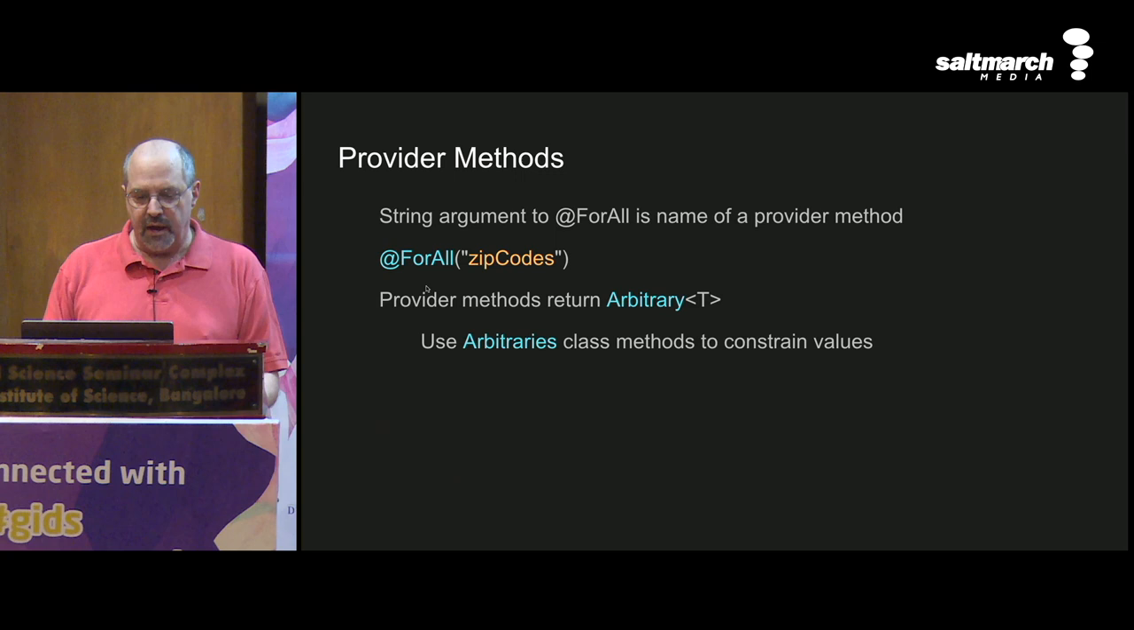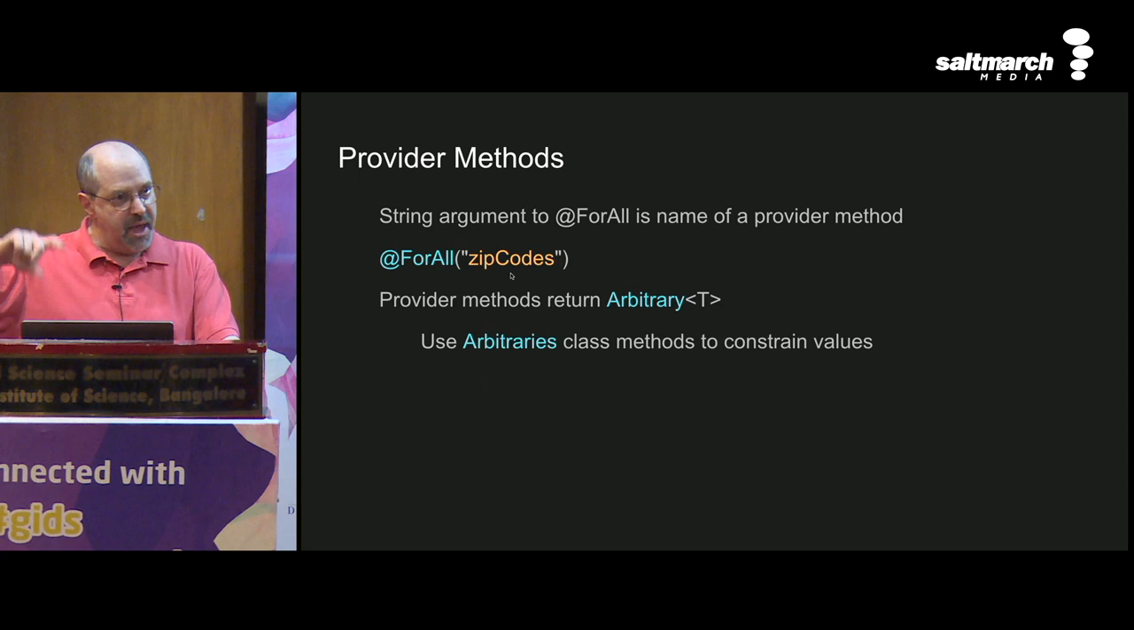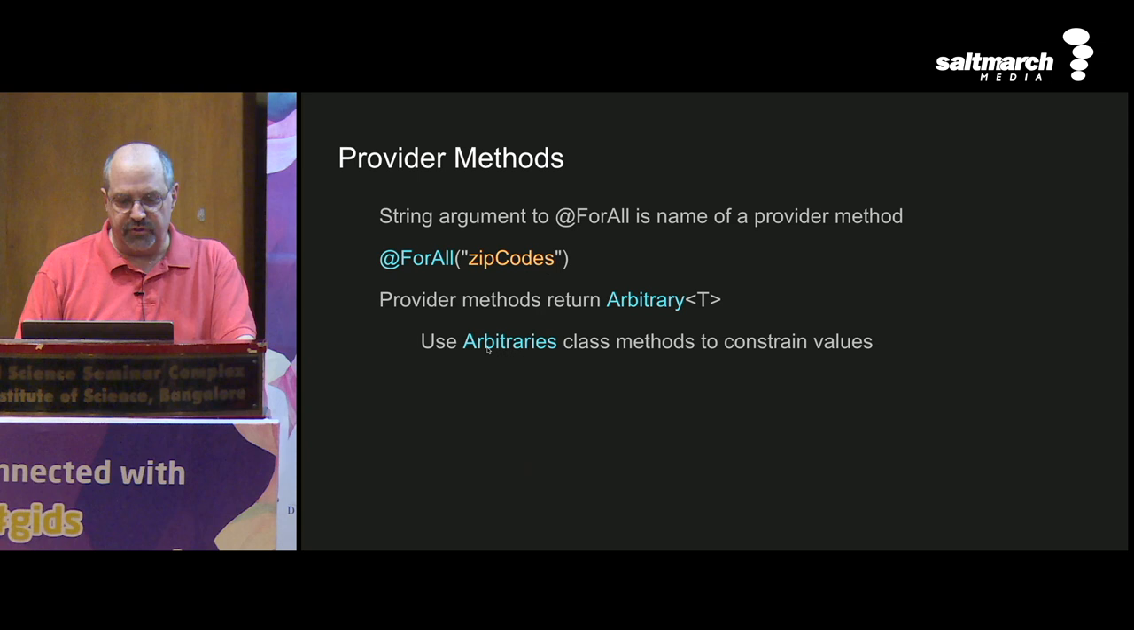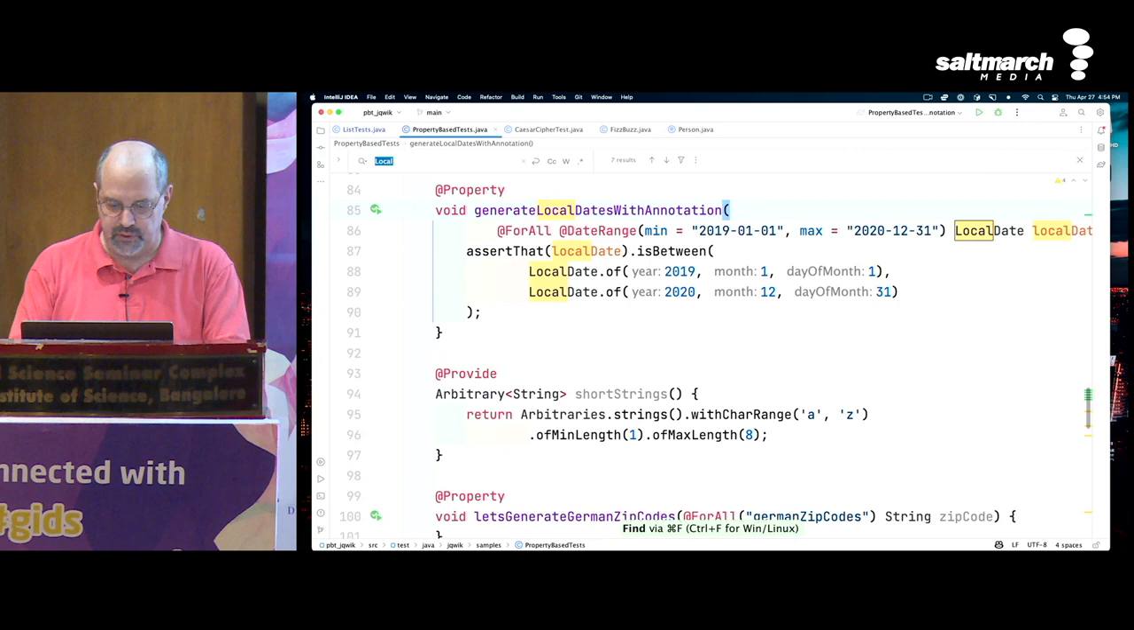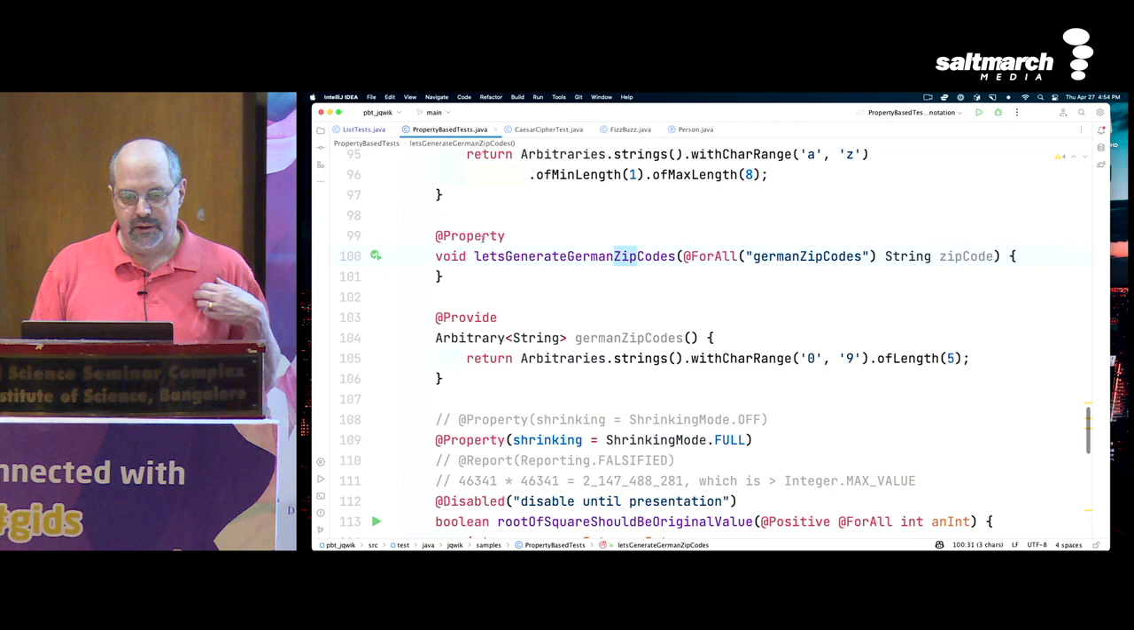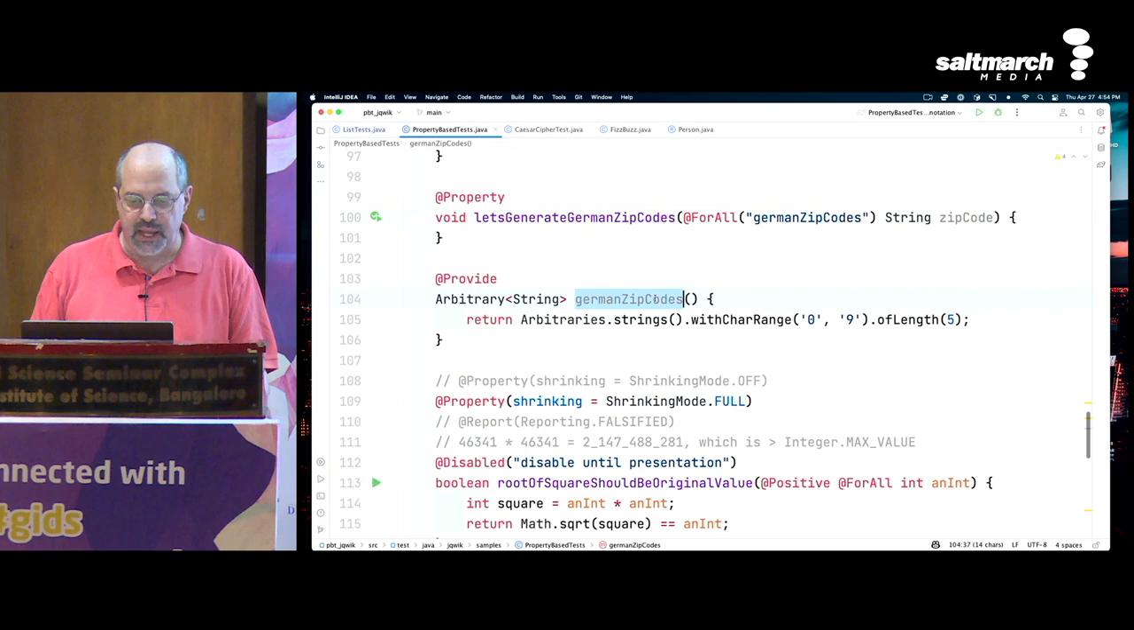So this time he says forAll, and the argument to forAll is the name of a method that's going to return the values. And that method will use the Arbitraries class to generate it. So over here, that was zip codes. So here is the property, which looks like it's doing nothing, but it's got forAll German zip codes as a string and nothing inside it. And then here is the method that generates them.